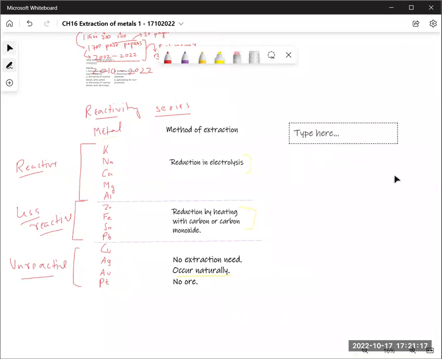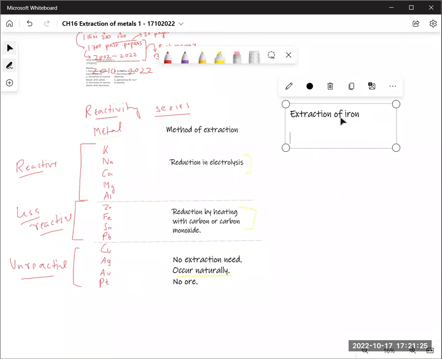Now after this, the first thing is extraction of iron. In your book, it's extraction of iron. Now start writing as well. It has an ore. The name of the ore is, well, ore is like a rock. I'll show it to you. Ore of iron.